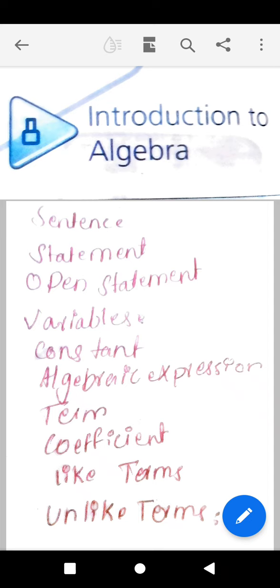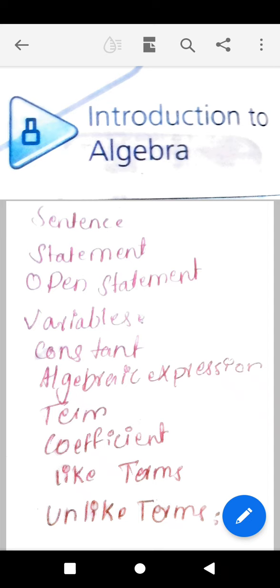So the first one is sentence. What is a sentence? A sentence is a set of words or symbols that convey some meaning. So we are able to say that a sentence is a combination of words. When words combine, they carry a meaning. So that is called a sentence.